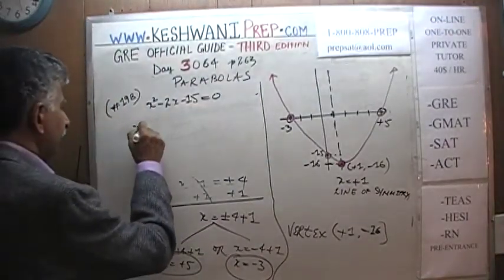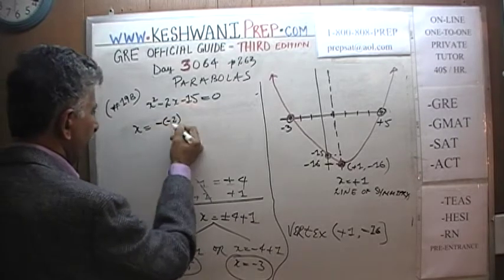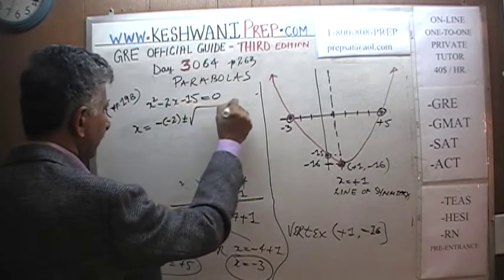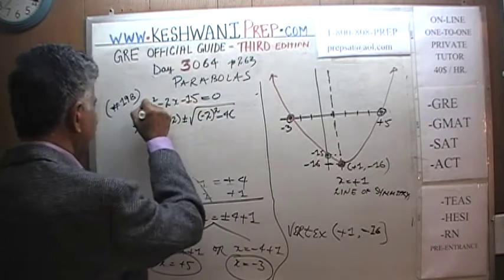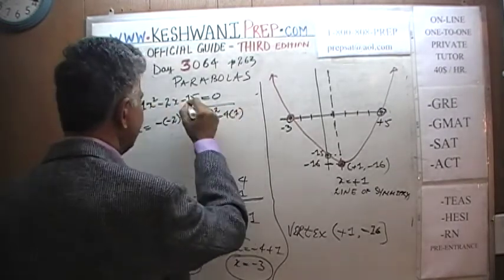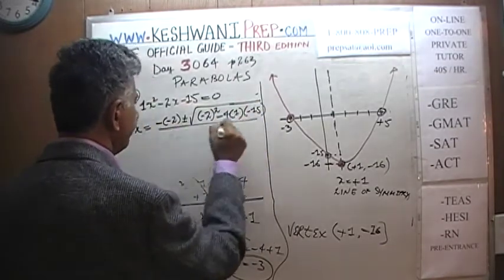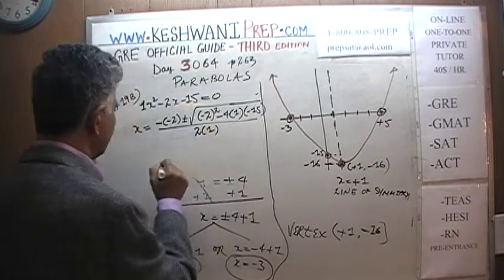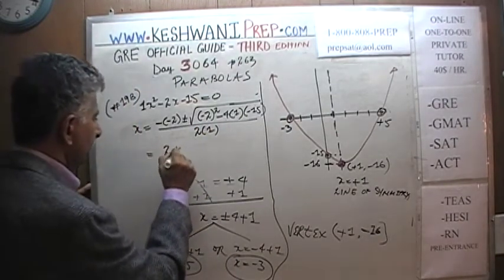So x is equal to negative b, and minus b is going to be minus of negative 2, plus or minus the square root of b squared, which is negative 2 squared, minus 4a, where a is 1, times c, which is negative 15, over 2 times a, which is just 2 times 1. Negative and negative is positive, so it's just 2 plus or minus.